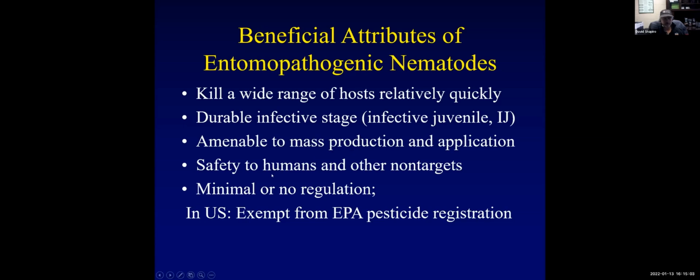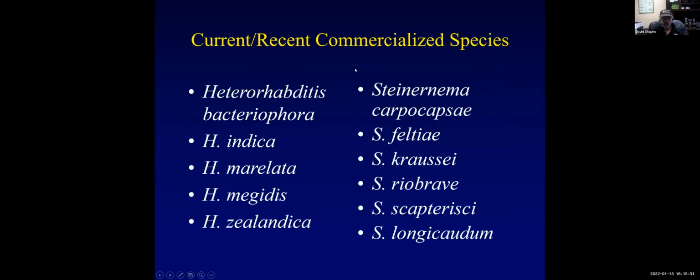and application. These nematodes are really safe to humans and other non-targets, so much so that they're exempt from EPA pesticide registration. So if anybody here found some of their own nematodes, and they are all over the place, these entomopathogenic nematodes, and wanted to start a company and start selling them, if you produce them, you could do that without any kind of registration, which is not true for the other pathogen groups.